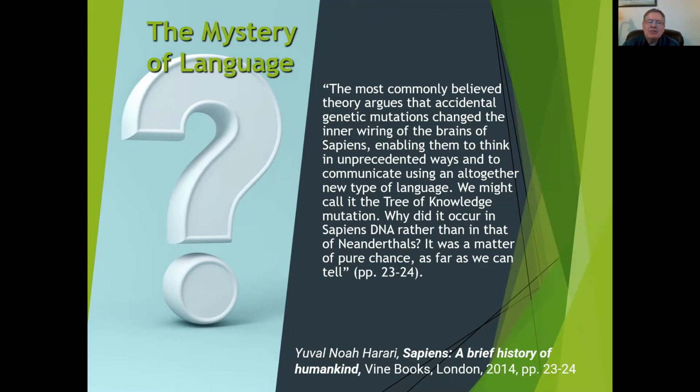In that book, he says that the appearance of new ways of thinking and communicating between 70,000 and 30,000 years ago constitutes the cognitive revolution. As to what caused this, the author admits to not being sure, but states the most commonly believed theory argues that accidental genetic mutations changed the inner wiring of the brains of sapiens, enabling them to think in unprecedented ways and to communicate using an altogether new type of language. We might call it the tree of knowledge mutation. Why did it occur in sapiens' DNA rather than in that of Neanderthals? It was a matter of pure chance, as far as we can tell.